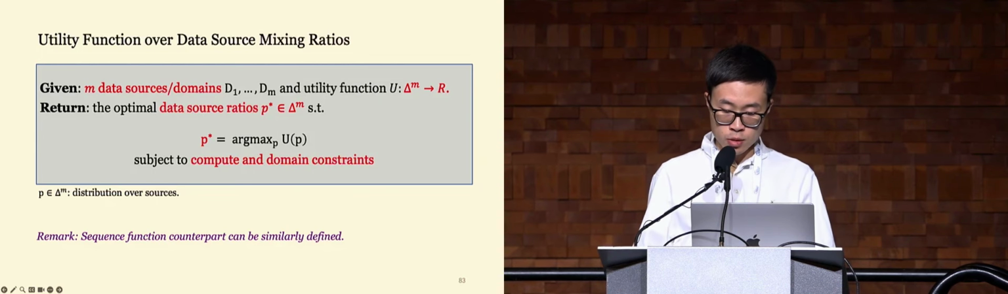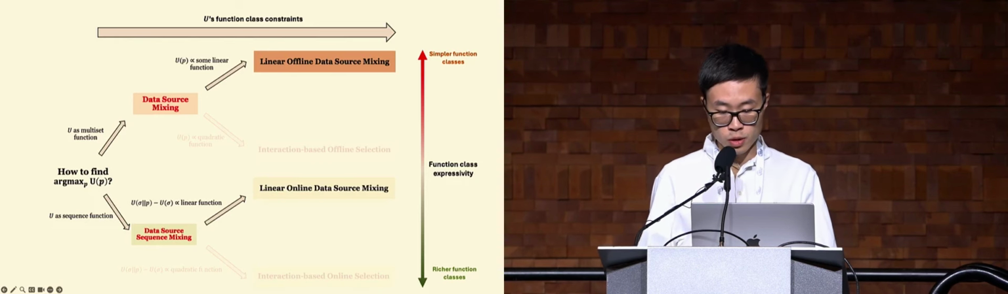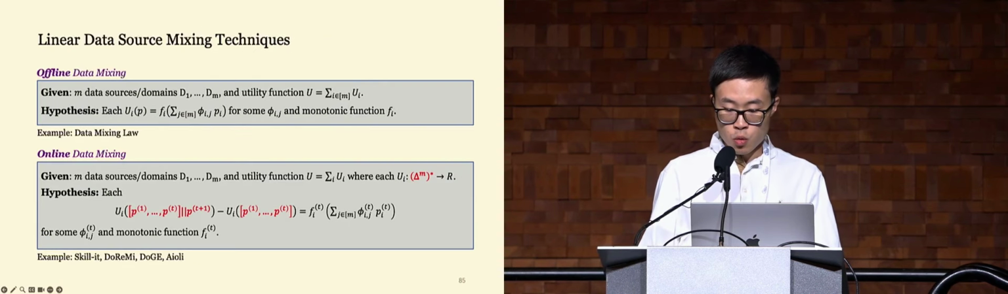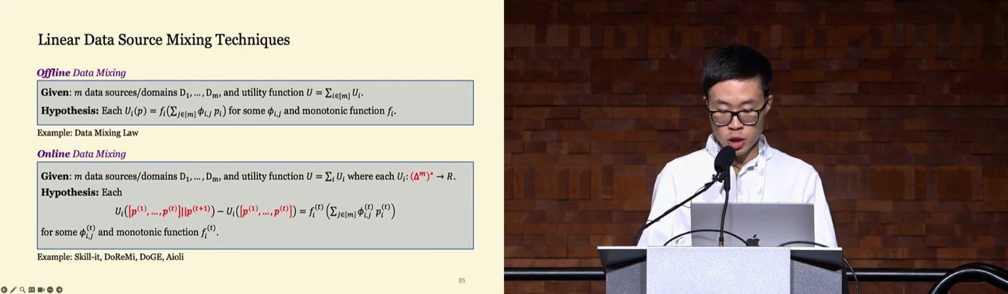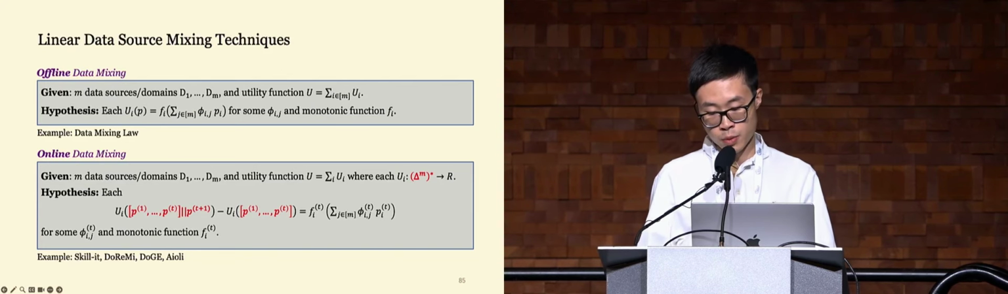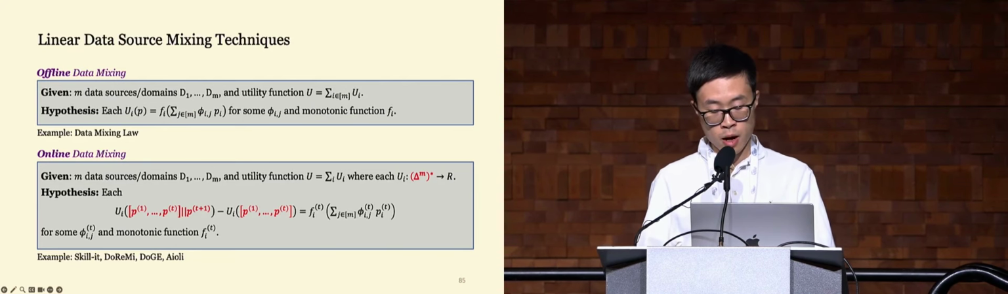So here the utility function takes as input a probability vector representing the proportion of our data set sampled from each of the available data sources. The sequence function counterpart, where the distribution over data sources can change over time, can also be defined in a similar way, which leads to the online data source selection algorithm.